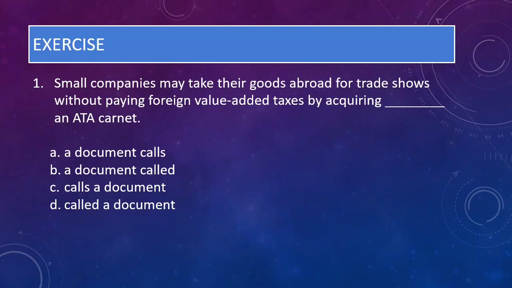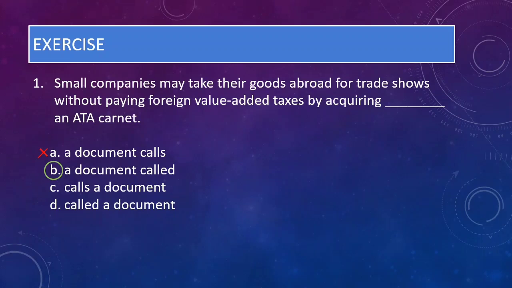Let's check the answer. A. A document calls. Incorrect, because the verb should be in the form of verb 3. B. A document called. The correct answer, because this is the correct structure for completing this sentence. After an object, a document, followed by a reduced adjective clause, called. From the adjective clause, a document which is called.